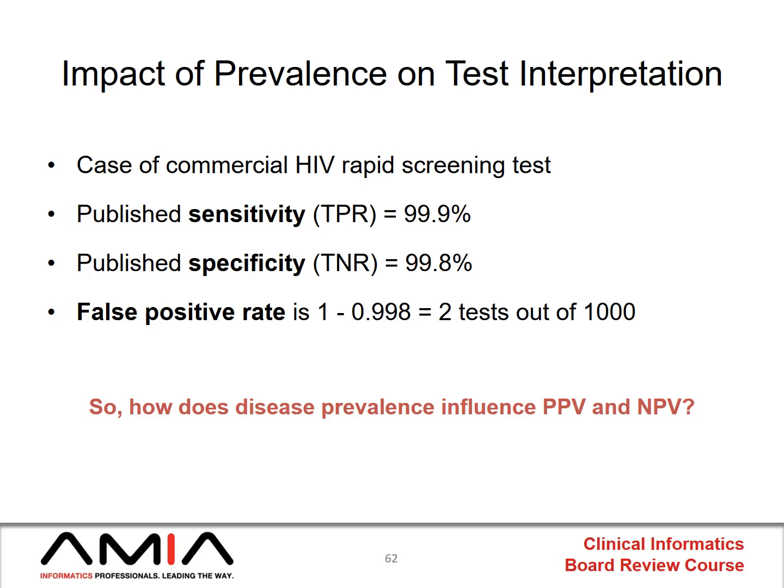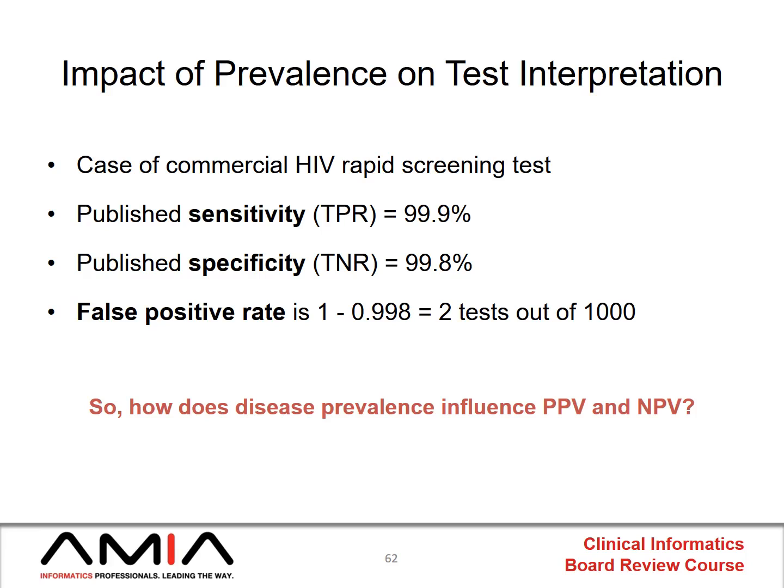clearly, let's look at a commercial HIV test. This is one that has a published sensitivity of 99.9% and a specificity of 99.8%. These are exceptionally good tests. And by the way, when I'm saying that a test has a specificity of 99.8%, what I'm really saying is that there's a false positive rate of only 2 out of 1,000, right? I'm saying the false positive rate is 1 minus 0.998, which means that I should not see a whole lot of false positives, period.